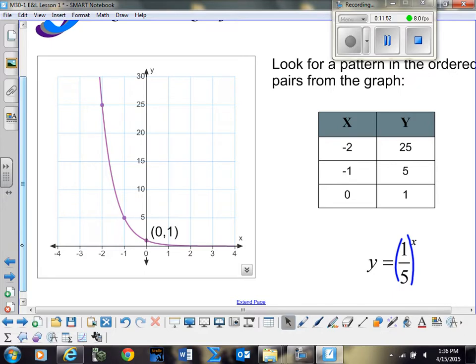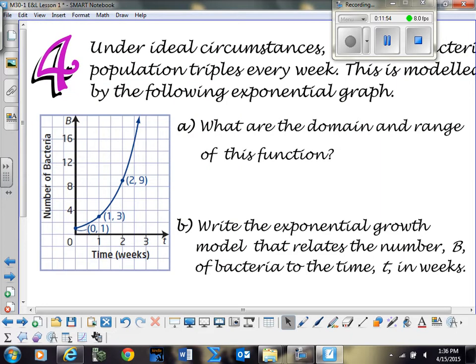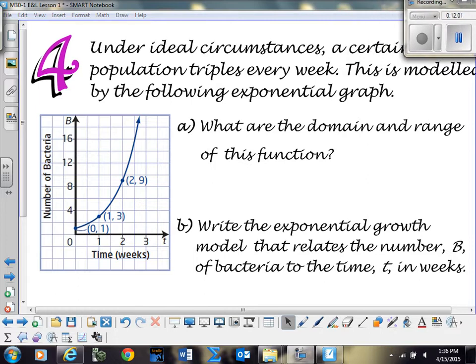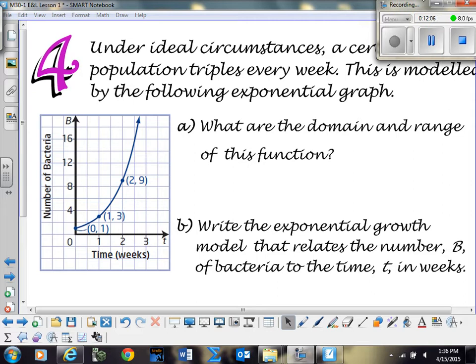All right, let's look at another example. Here's an example where it says the population triples every week, and it's modeled by the following exponential graph. Right away, if it triples every week, I know that the base of the exponent is 3. So, what are the domain and range for this particular function?